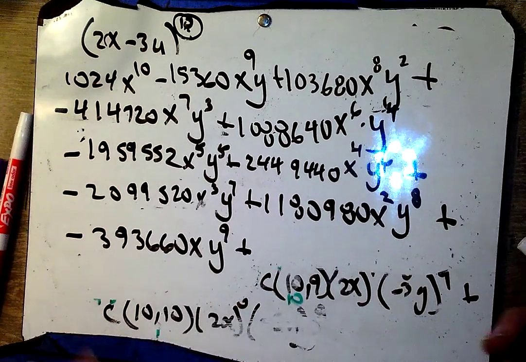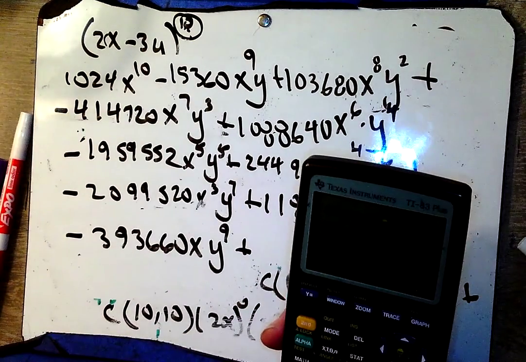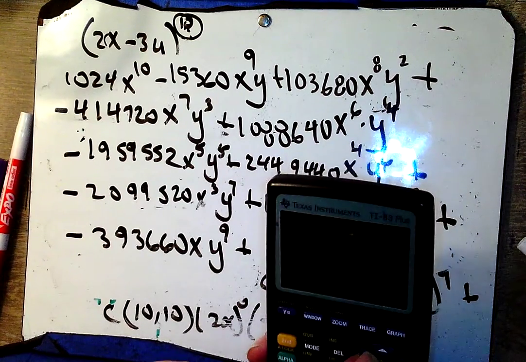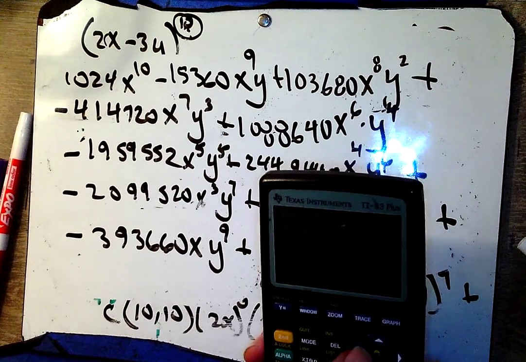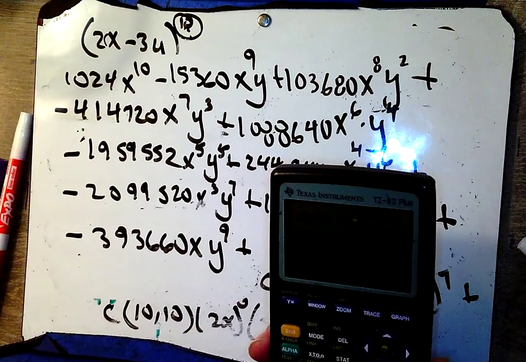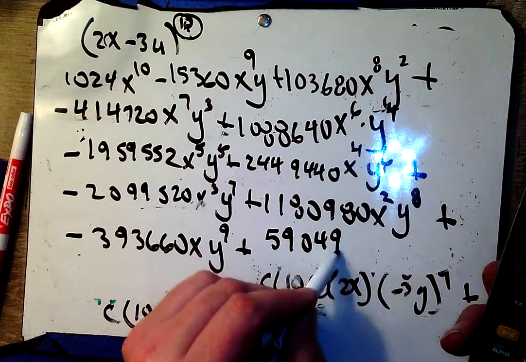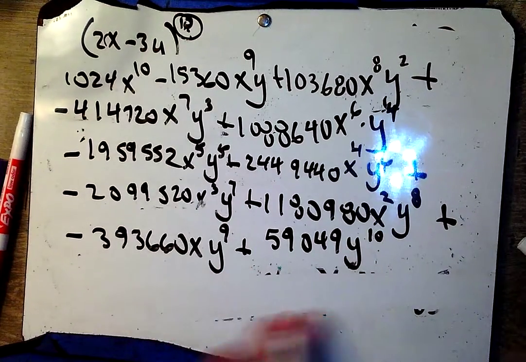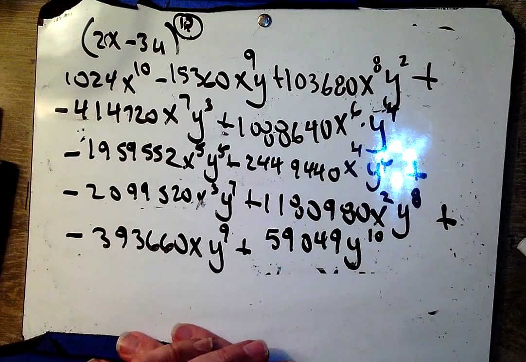And then finally, my last one, this is 10, this is 1, and this is 1. And so we've got 59,049 y to the 10th. And there's our expansion. Wow, that's a lot of stuff.